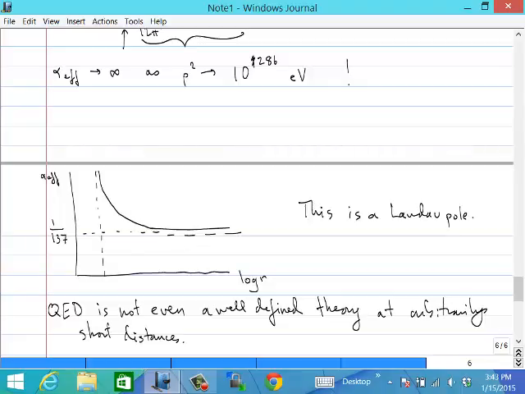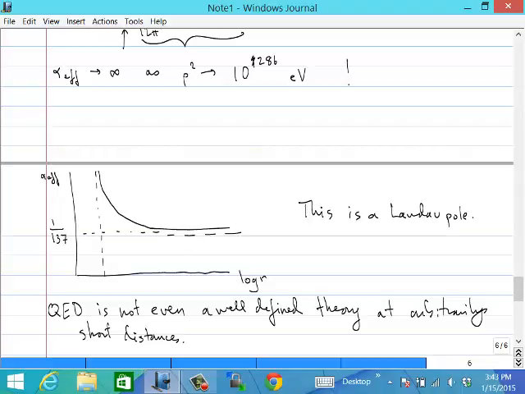Yes? I've seen dielectrics before that are much better than vacuum. These ones. Makes me wonder if there are any condensed matter systems that have big Landau poles. Landau was a condensed matter theorist, so that should give you a hint. Yeah. So yes.